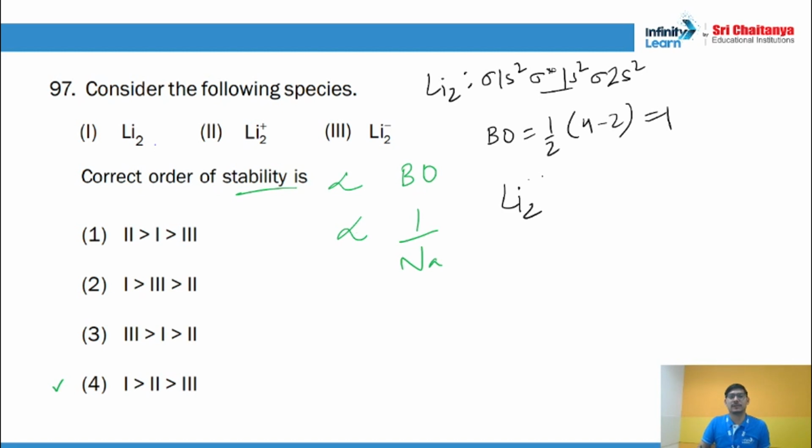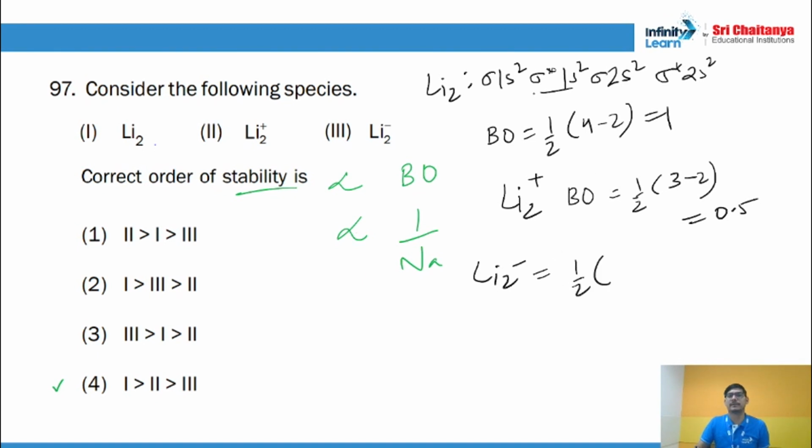Let's come to Li2 plus. Here you will take one electron out. Okay, so the bond order will be half. Now you will have one less bonding electron, it is 3 minus 2, so it is 0.5. Okay, so definitely Li2 is more stable, and then Li2 plus. In Li2 minus, you'll have one more electron in sigma star 2s. Okay, so the bond order will be half, and there is one more anti-bonding electron, so it is 4 minus 3. So again, it is half. Okay, so Li2 is most stable, and Li2 plus and Li2 minus both have a bond order of half.